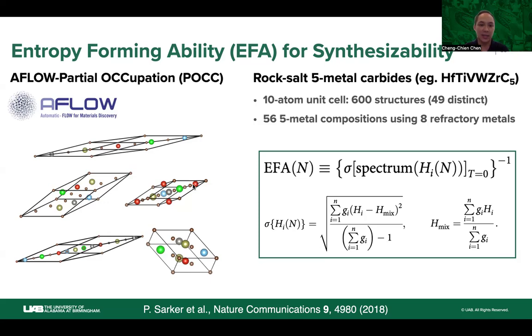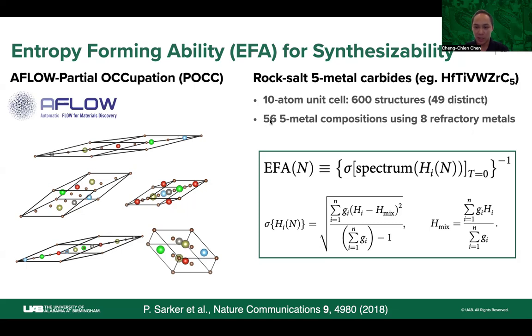Then you consider different partial occupation POCC structures that can tile up the space with a cubic symmetry. In total, they found there are 49 distinct POCC structures, and they proceeded by considering 56 different compositions by choosing 5 out of 8 different refractory metals. So 8 choose 5 equals 56.